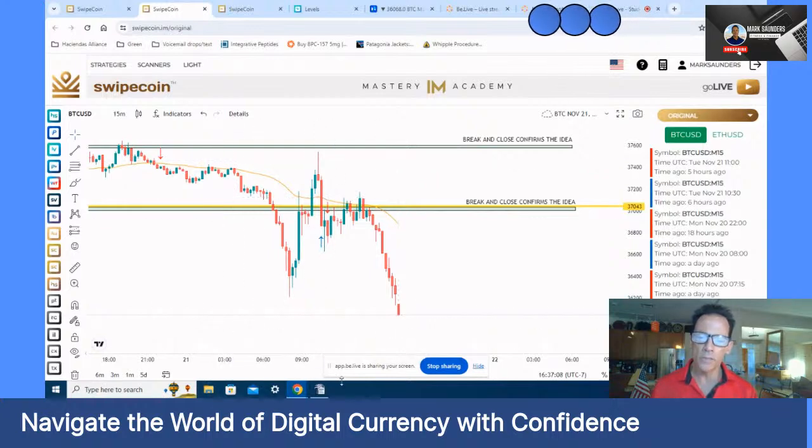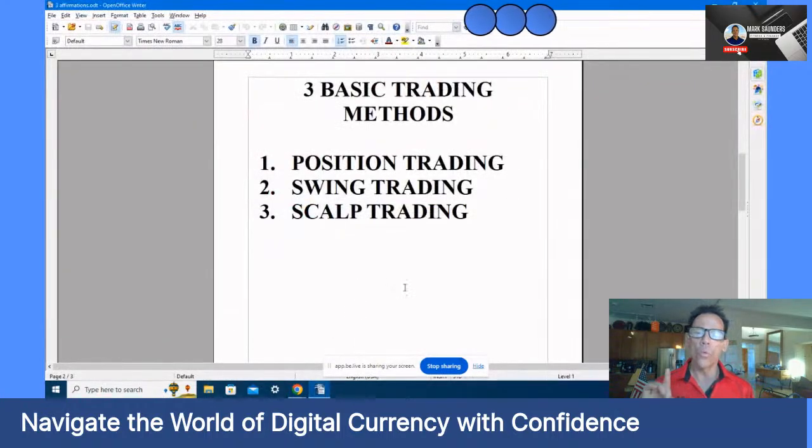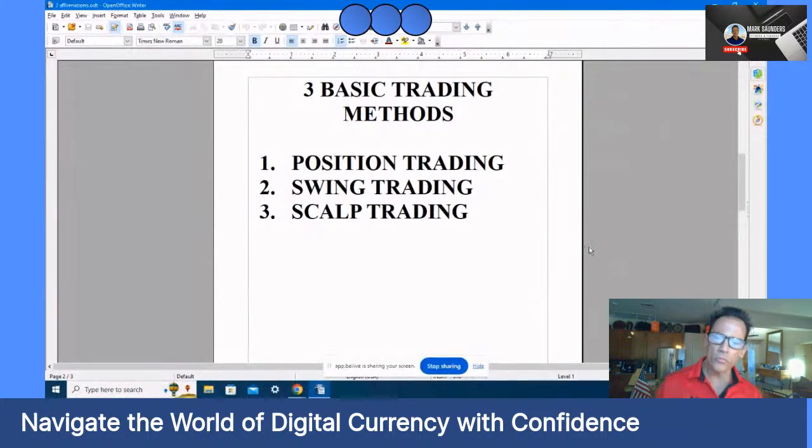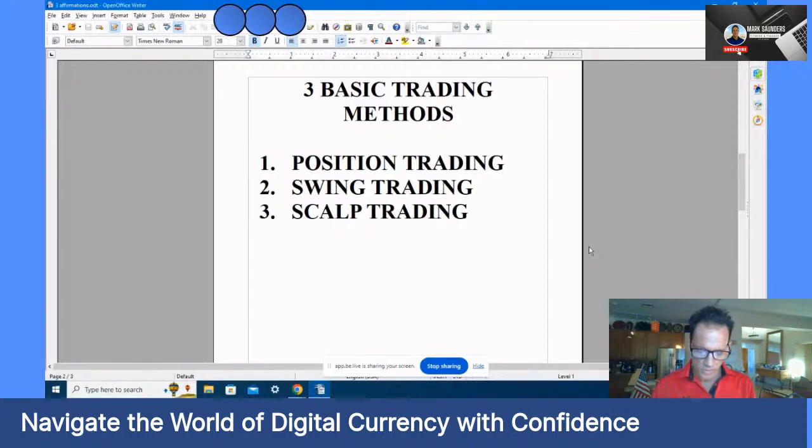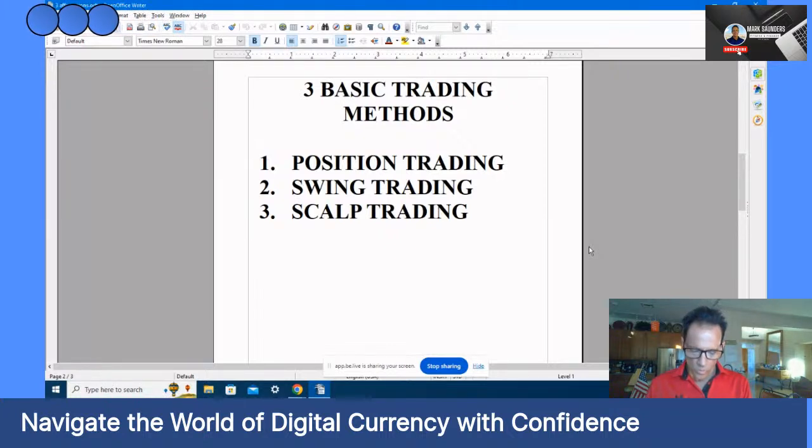So the first thing I want you to consider is, what type of trader are you? These are the three basic trading methods right here. Do you have any idea what they are? Which style do you think you are?